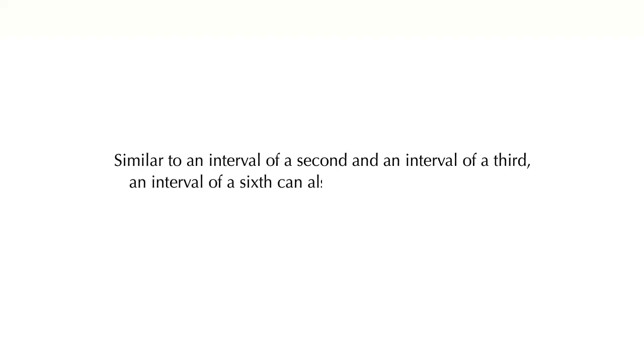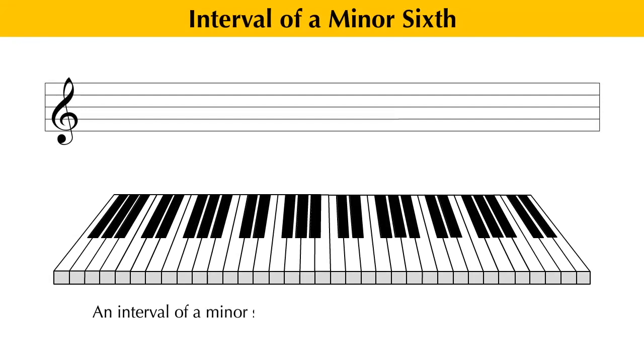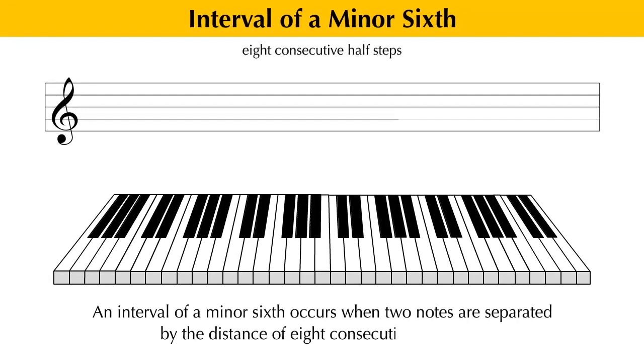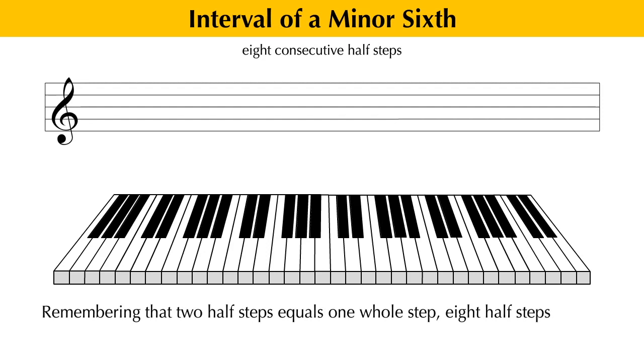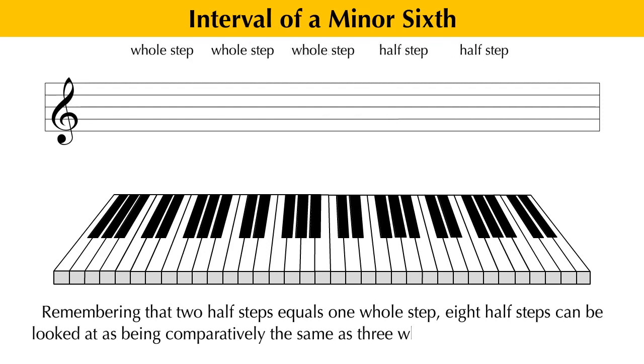Similar to an interval of a second and an interval of a third, an interval of a sixth can also be either major or minor. An interval of a minor sixth occurs when two notes are separated by the distance of 8 consecutive half steps. Remembering that 2 half steps equals 1 whole step, 8 half steps can also be looked at as being comparatively the same as 3 whole steps and 2 half steps.